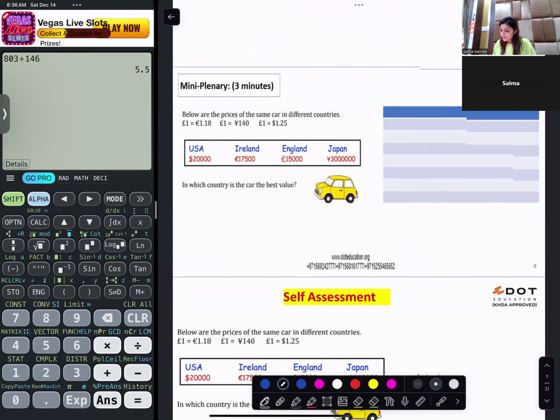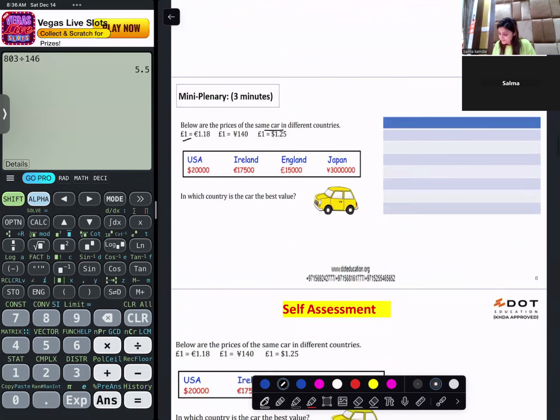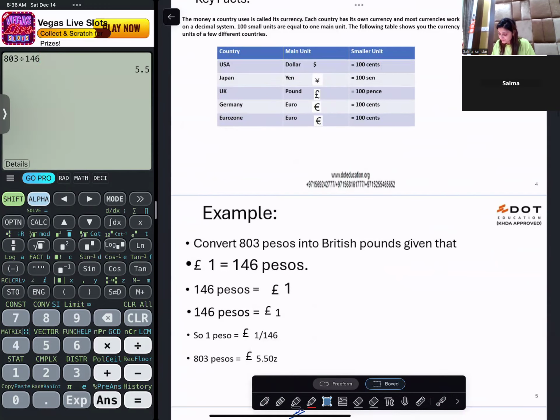Below, you're going to pause this video, try it yourself, and then come back. There's a self assessment given below. In case you manage to do it yourself, you can even fast forward me. Below are the prices for the same car in different countries. Let's have this chart here for your reference so that it becomes easier for you.